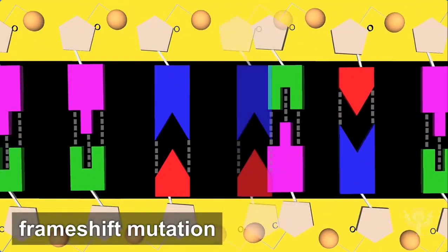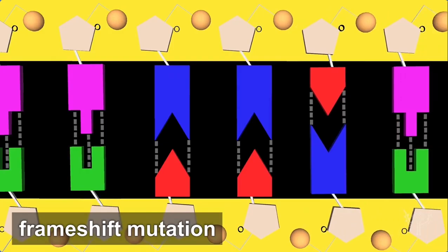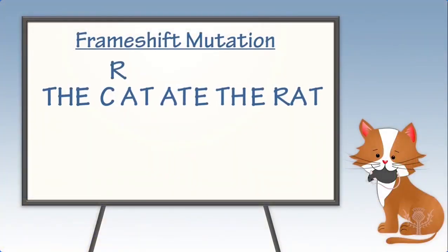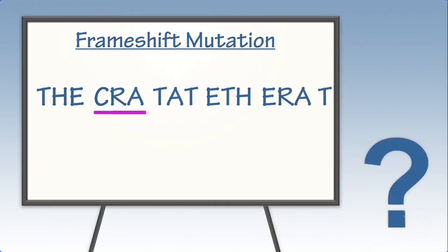Another type of mutation is a frame shift mutation. This occurs when a base is added to or deleted from a DNA sequence. Let's look at our sentence again. Now let's add a letter. This changes the message starting at the point where the letter was added. It affects that word as well as all of the words downstream, that is, the words that follow.